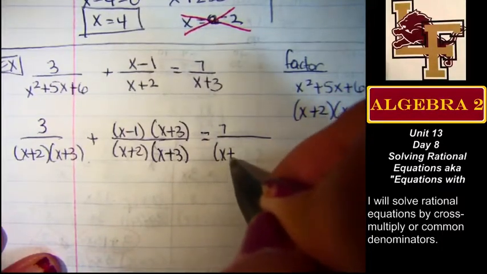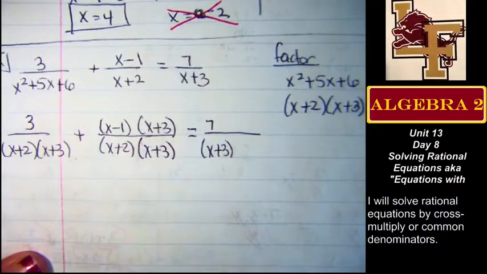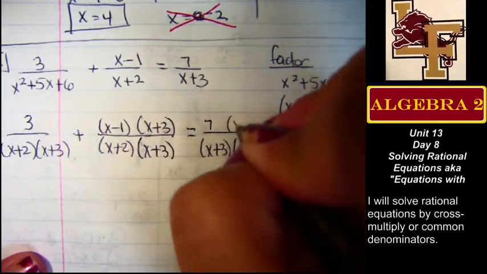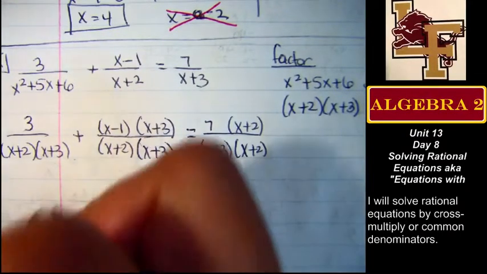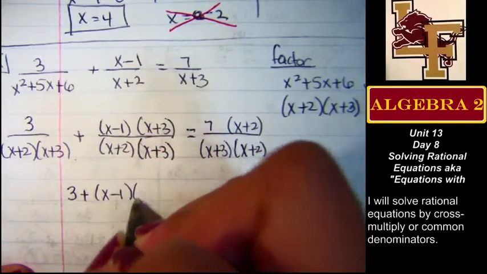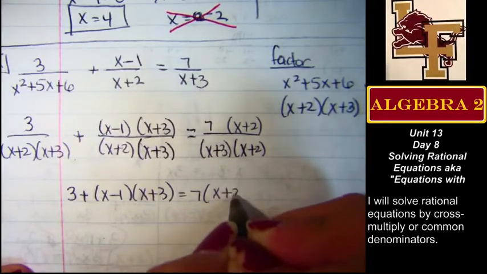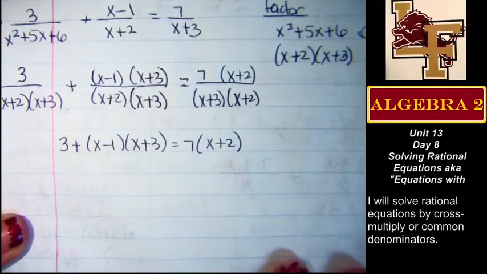Here's the last fraction in my equation. What's missing out of its denominator to make it look like the common denominator? The x plus 2 factor, so I'm going to throw that in there. What I do to the bottom, I have to do to the top. And now I can ignore the denominators and work with just the numerators. So my equation becomes this, which now I have to solve for x.